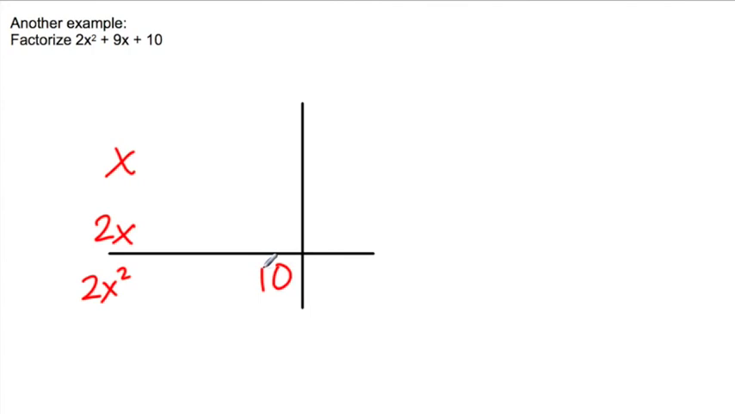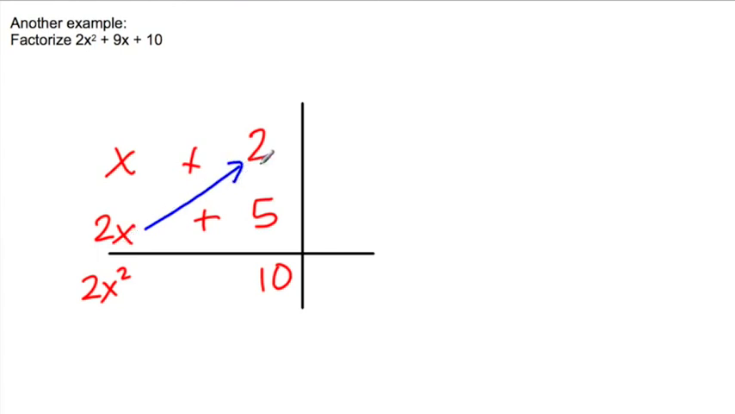Now here's the thing with my factor pair of 10. I need to think of some factor pairs of 10. I could try 1 and 10. I could try 2 and 5. What I'm going to do is try 2 and 5. 2 times 5 is 10. And I'm going to make them both positive. So now I go ahead to the next step.